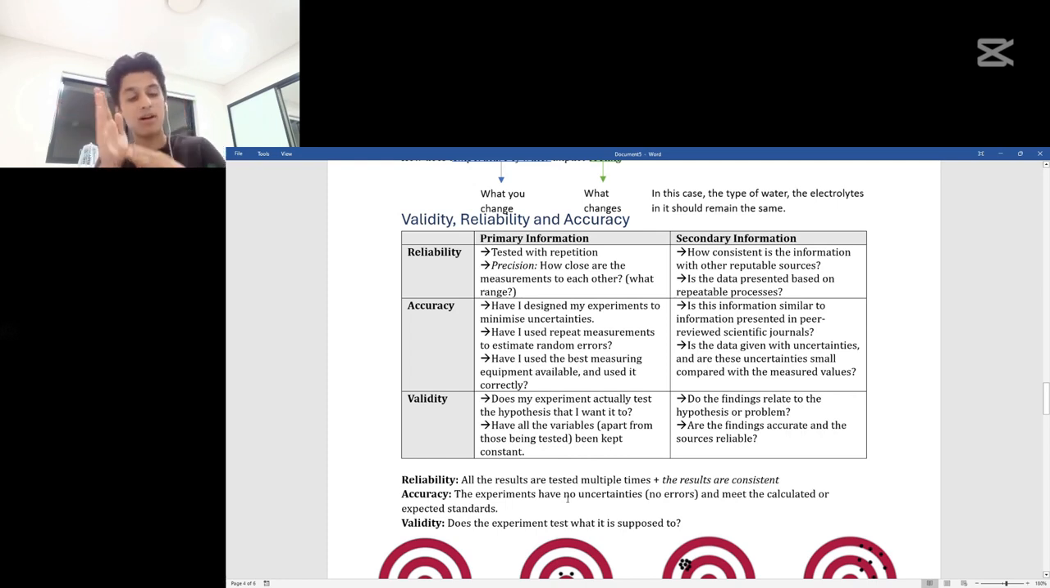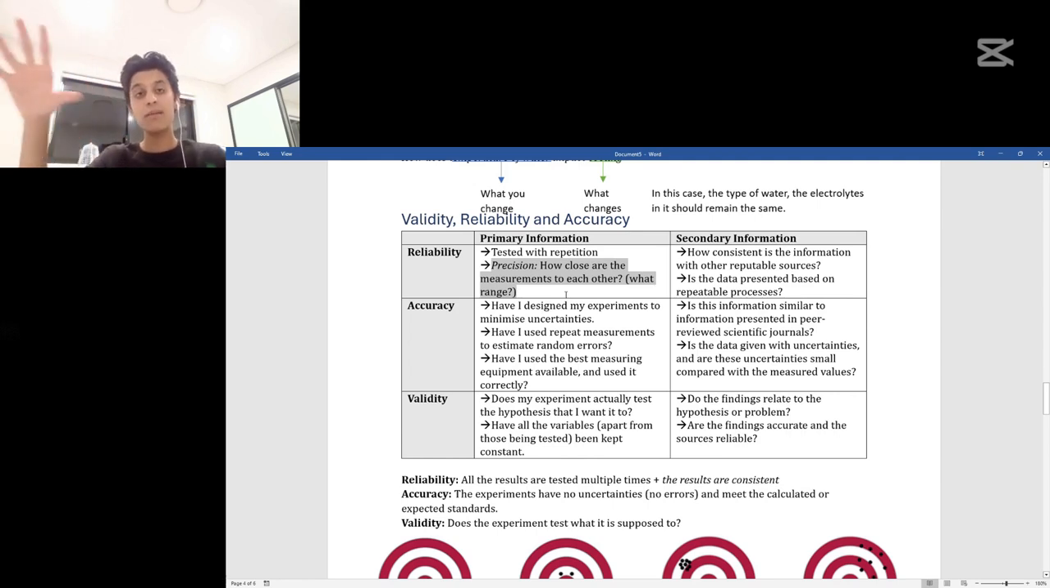Reliability only refers to the part where you have lots of trials. So if someone had 5 trials and someone else had 500 trials, the person with 500 trials would have more reliable data, even if the person with 500 trials had data that was all messed up and spread apart, and the person with 5 trials was all close together. Because here another thing comes into play, which is precision. How close are the measurements to each other?